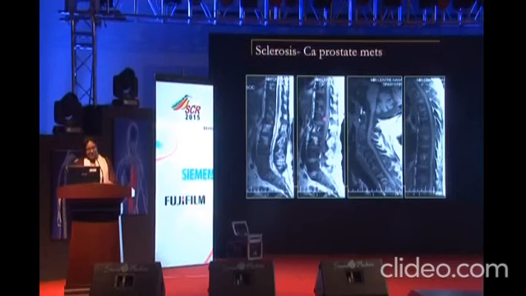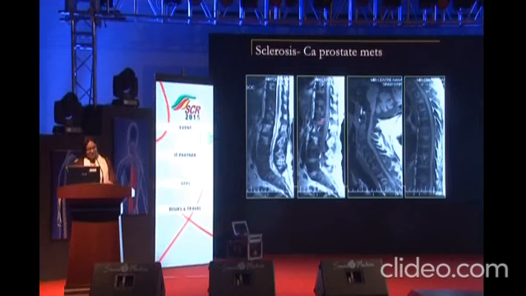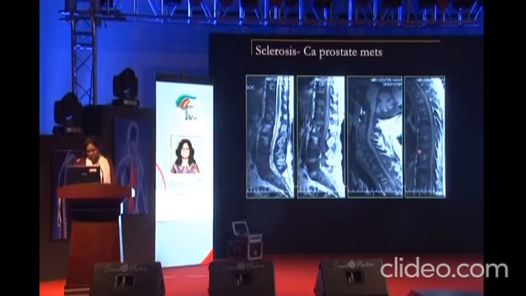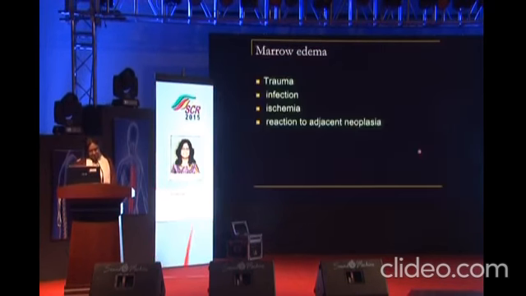Sclerosis may also be seen with metastasis. So here you can see the vertebral bodies are darker than the disc. The disc is bright while the vertebral bodies are darker, so we know it's abnormal. It is very patchy, diffuse throughout the spine. This was a patient with carcinoma of prostate, and these were metastases.